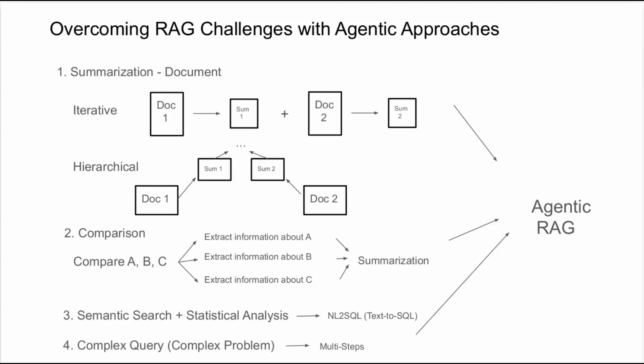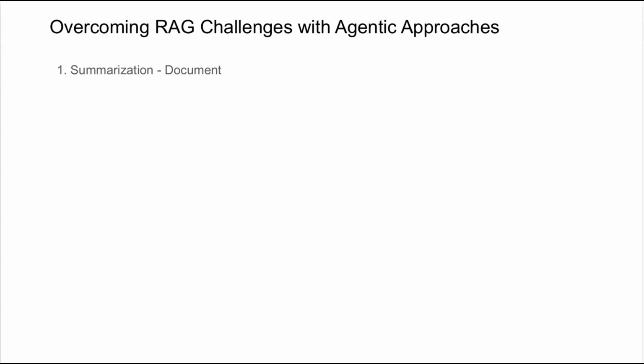In this video, I'll explain some challenging cases in the classic RAG, Retrieval-Augmented Generation, process and why these cases can benefit from the integration of an agent-based approach. The first type of case is summarizing documents using RAG. The documents in question might be a single document or a large number of documents.